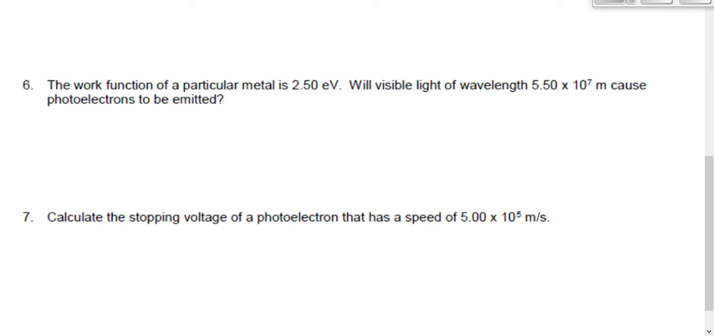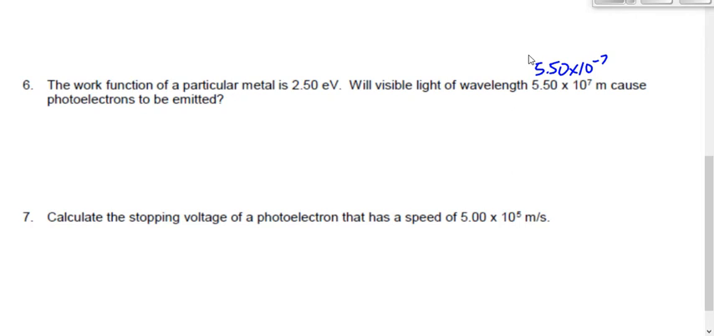Look at worksheet number 20 here, starting with question number 6. It says the work function of a particular metal is 2.50 eV, or electron volts. Will visible light of wavelength 5.50 times 10 to the negative 7 meters cause electrons to be ejected? I think I mentioned that to you yesterday in class, didn't I?